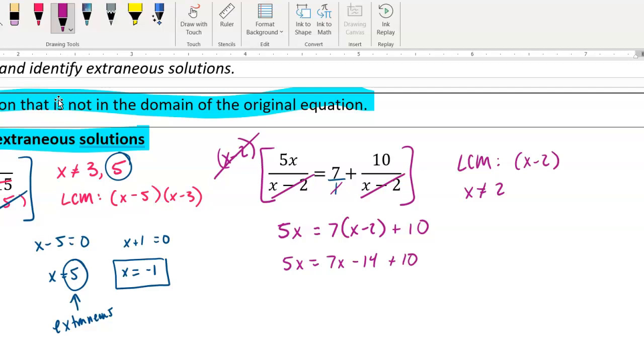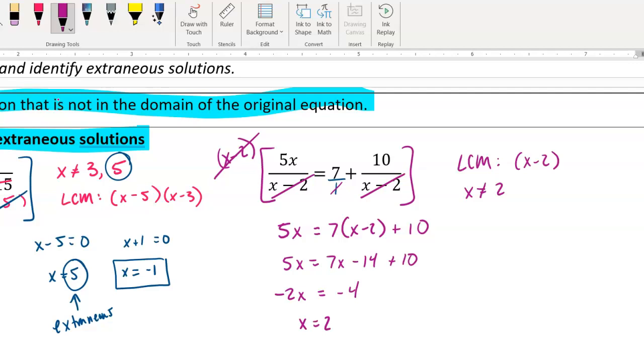I'm going to combine like terms. So what I'm going to do is I'm going to subtract 7x from both sides. So I get negative 2x. On the right side, I have negative 14 plus 10. I'd get negative 4. So since we're not dealing with a quadratic, we don't need to get this equal to 0. We can just solve it. We can get the x by itself. So that's why I subtracted 7x from both sides to get negative 2x on the left. And on the right side, negative 14 plus 10 is negative 4. If I divide both sides by negative 2, I get x equals positive 2.